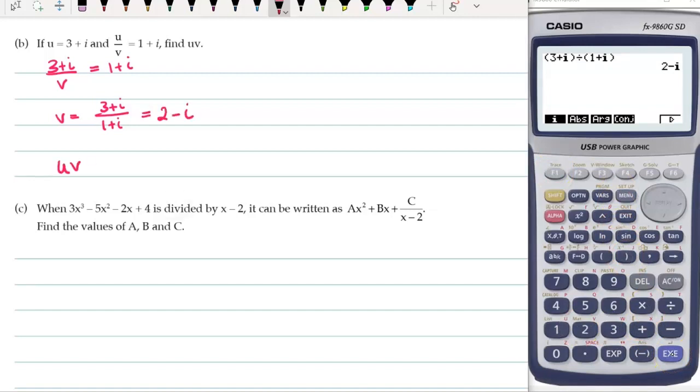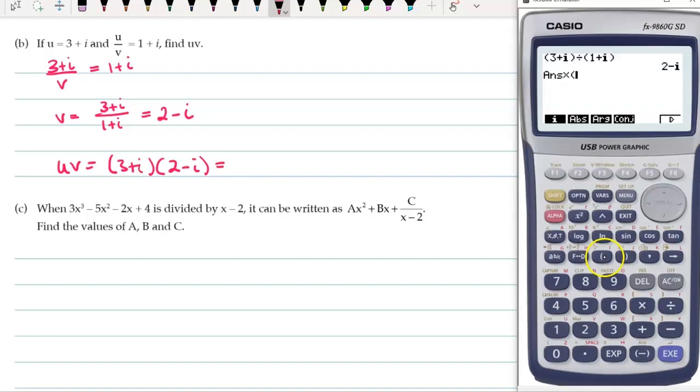So then uv is 3 plus i multiplied by 2 minus i. So let's times that together, and we've got 7 minus i.